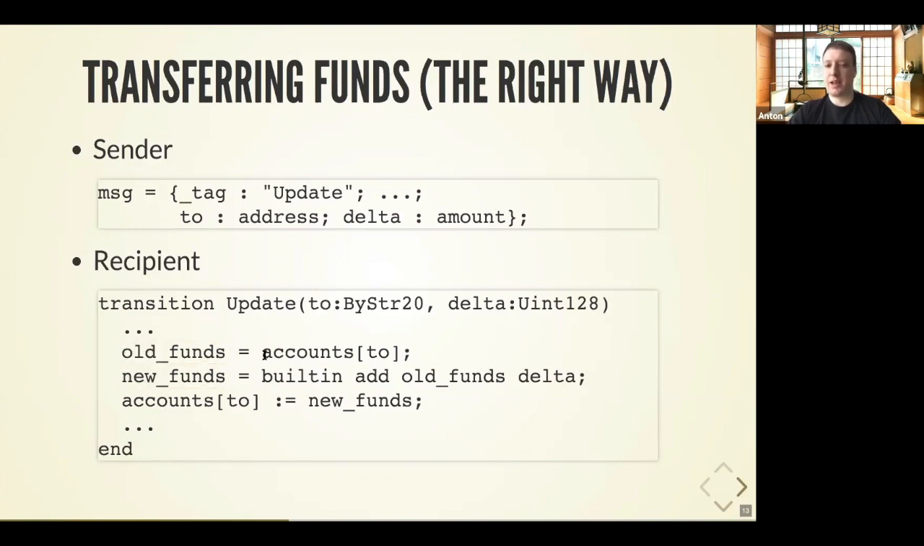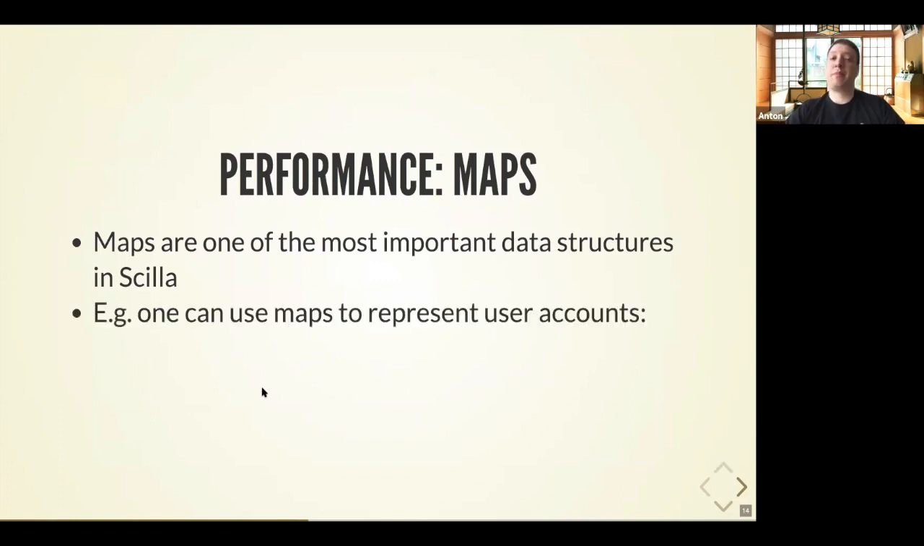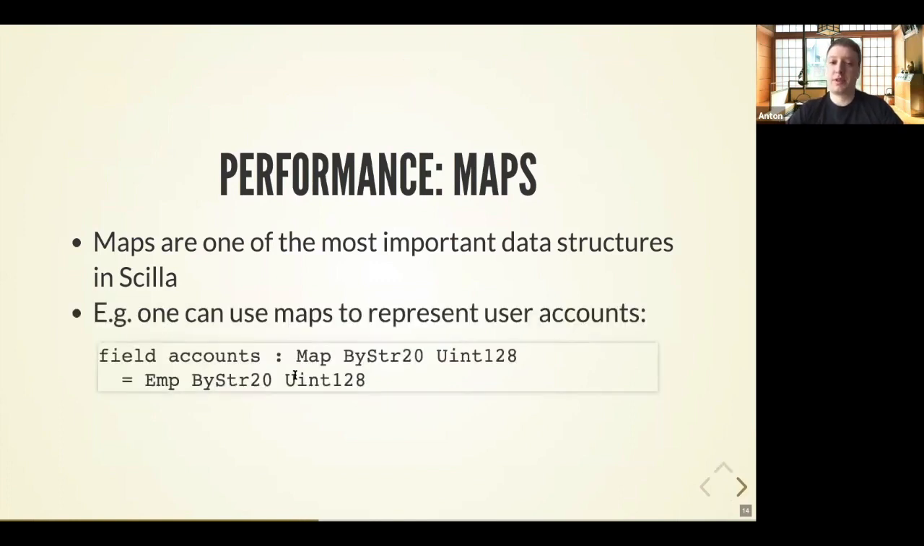So here and here, you cannot change it. You just basically give new names to these particular expressions. But this part is, yes, an assignment. So here the field map accounts would be changed. And so this particular idiom avoids race conditions. Okay, and so we are talking about maps. It's one of the most important data structures in Scilla. For example, you can use maps to represent user accounts, something like this, right?